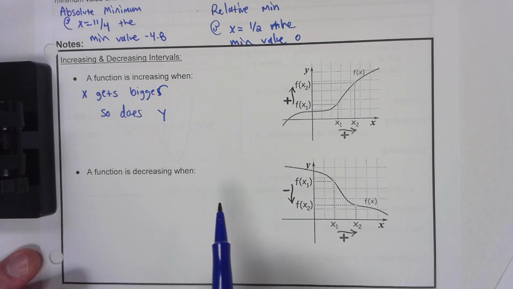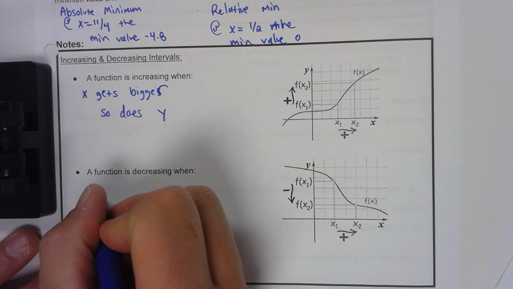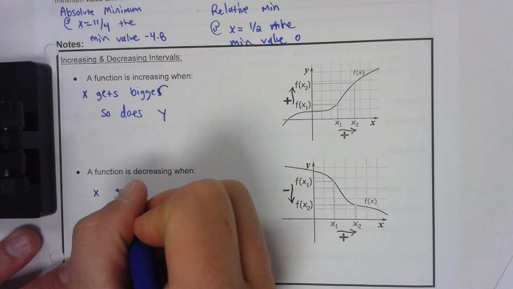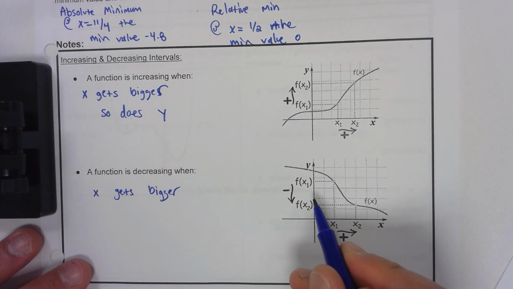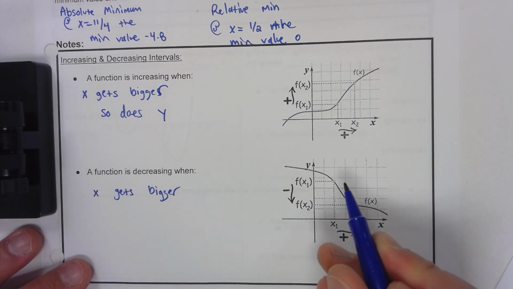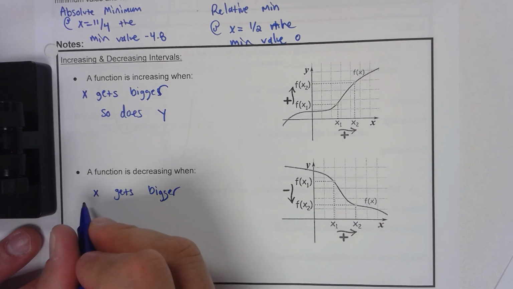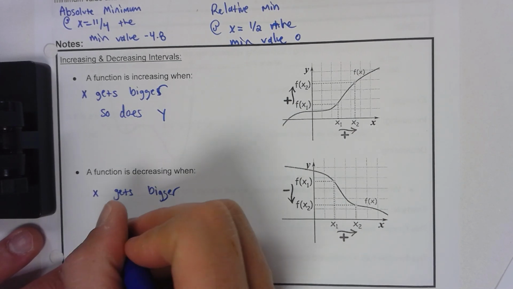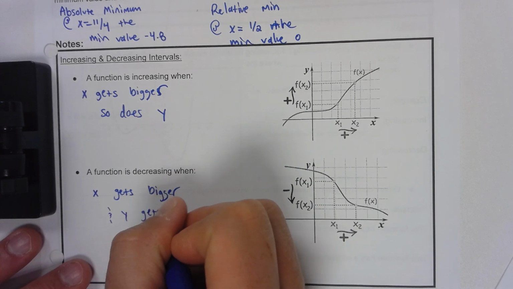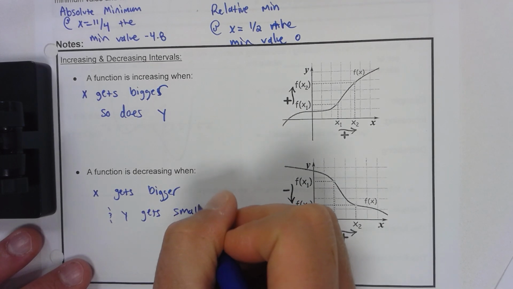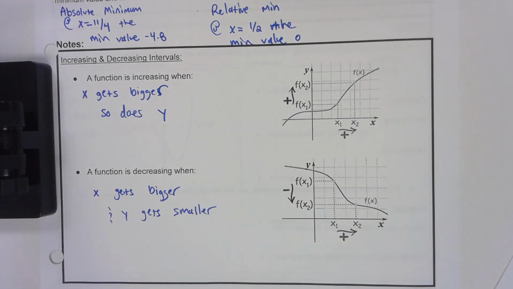Okay, and then decreasing, just the opposite. So as x gets bigger, so as we move to the right again, now instead of us going up, now the y values are going down. So it's decreasing as x gets bigger and y gets smaller. Okay, or as x increases, y decreases. And as x increases, y increases.